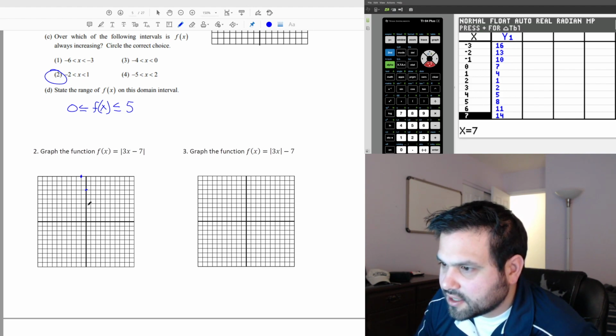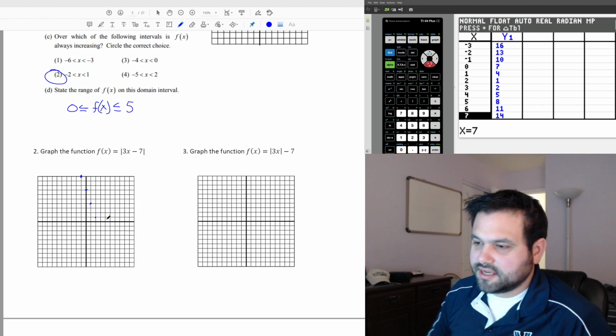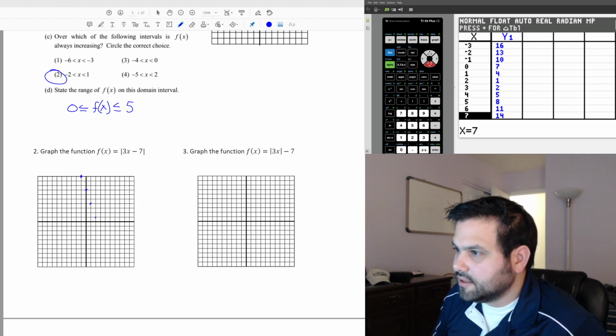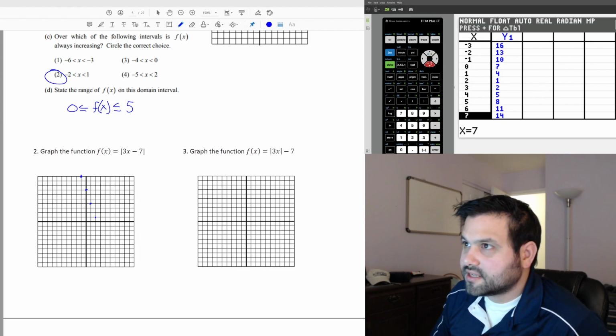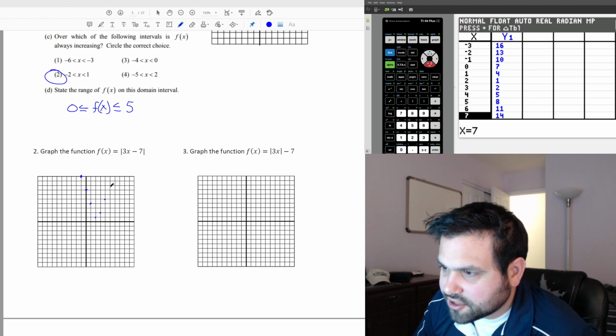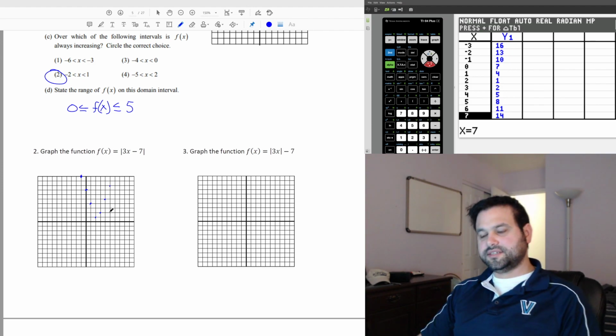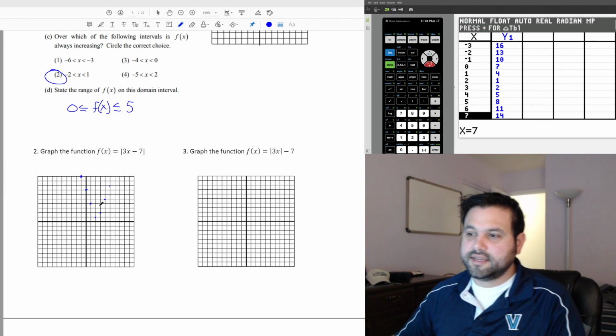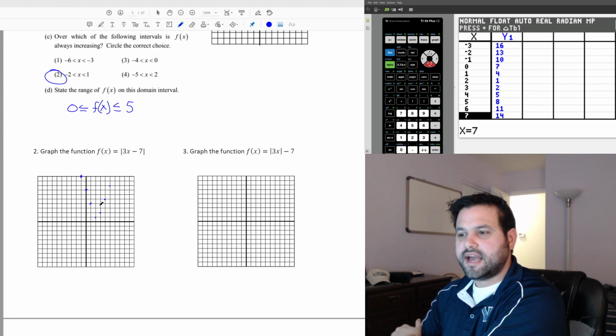And it looks like we get something that looks a little bit like this. So when I plug these values in, I start plotting the points, 1, 4, 2, 1. Next would be 3, comma 2. And then 4, comma 5, and so on.